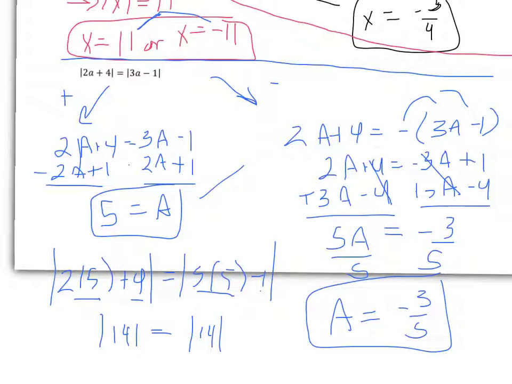So just remember with absolute value equations and inequalities, there's two cases, a positive case and a negative case. And we'll see you for the inequalities in the next part.